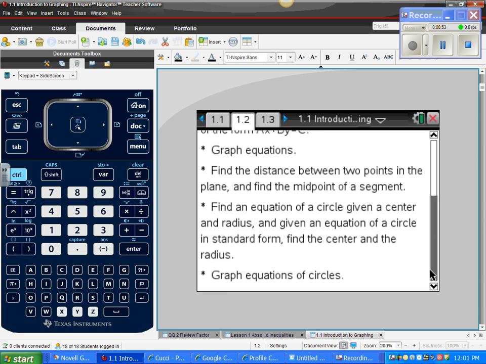Find an equation of a circle given a center and a radius, and given an equation of a circle in standard form, find the center and the radius. And you will be able to graph equations of circles. Next page.